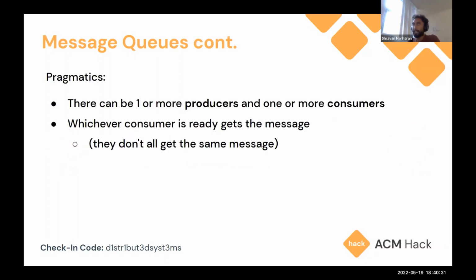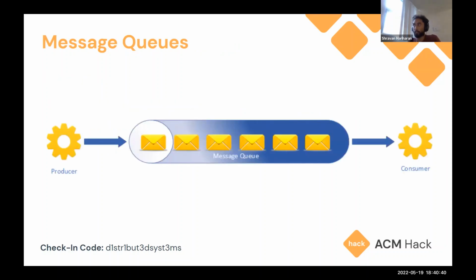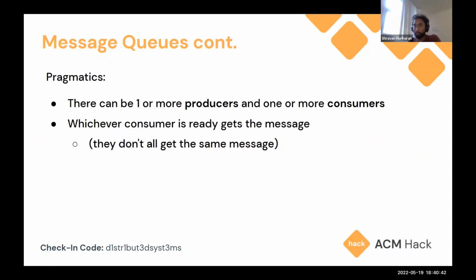So, some key pragmatics of message queues. First, there can be one or more producers and one or more consumers to a queue. There doesn't need to be just one producer and one consumer. I can have 50 million producers producing messages to a queue and 30 million consumers consuming messages. Whichever consumer is ready gets the message, and if more than one consumer is ready, there are some rules behind which consumer gets which message. Those are the two main pragmatics.